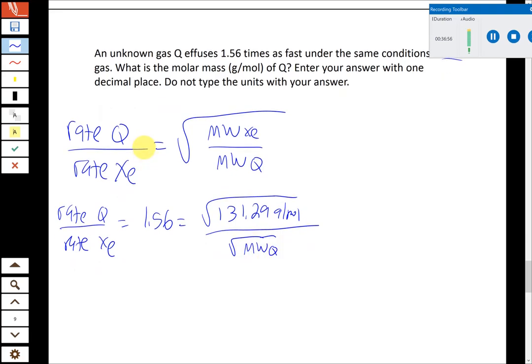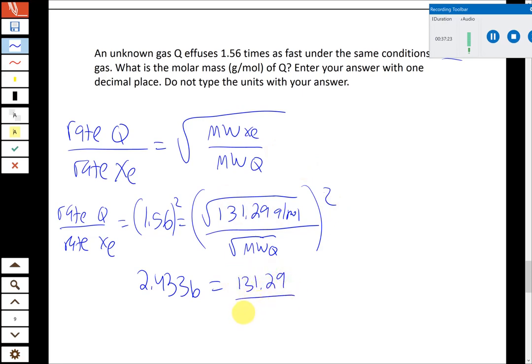So then all we're going to do, this algebra is a little bit different than we're used to, so I'll go through it quickly. We're going to square both sides to get rid of the square roots. And so what we get then is 1.56 squared, which is 2.4336, I'll just keep some extra digits, is equal to, we get rid of the square roots, 131.29 divided by the molar mass of Q.